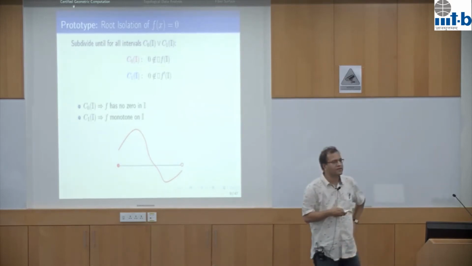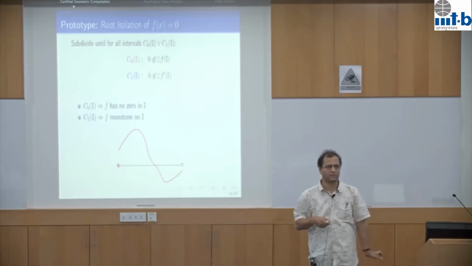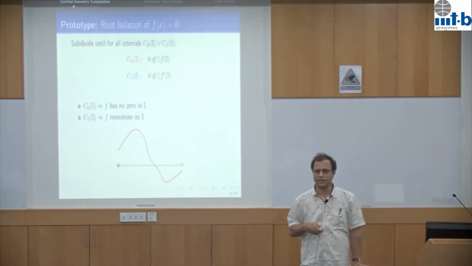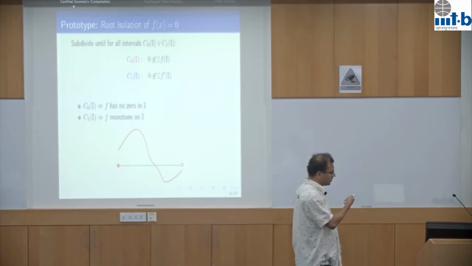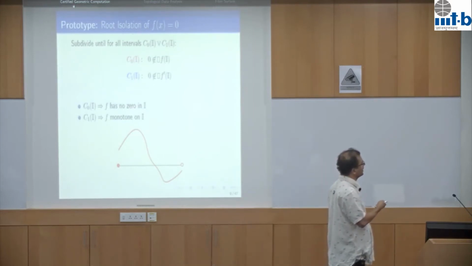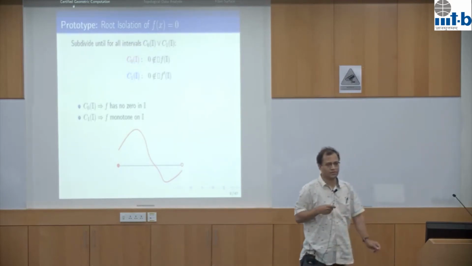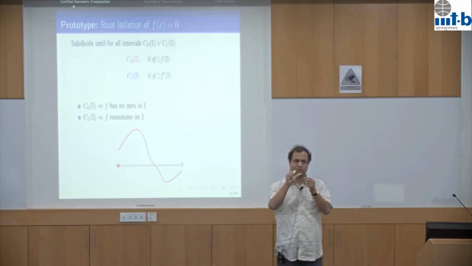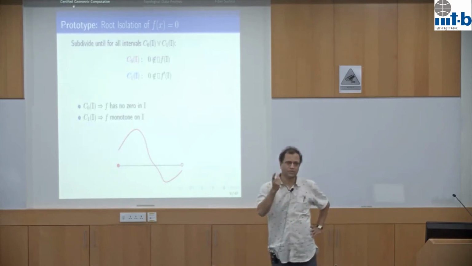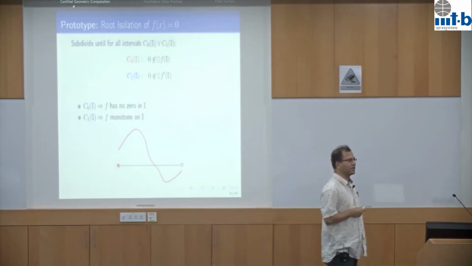The first one says that f has no zero over this interval I. And the second one says that f dash I, the interval corresponding to this, doesn't contain 0. That means that f is monotonic over this interval I. So these two predicates we set for our computation.